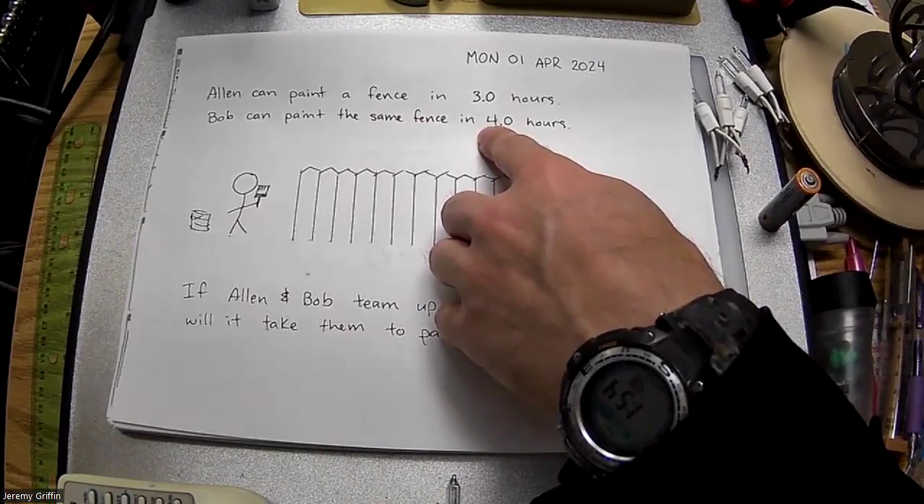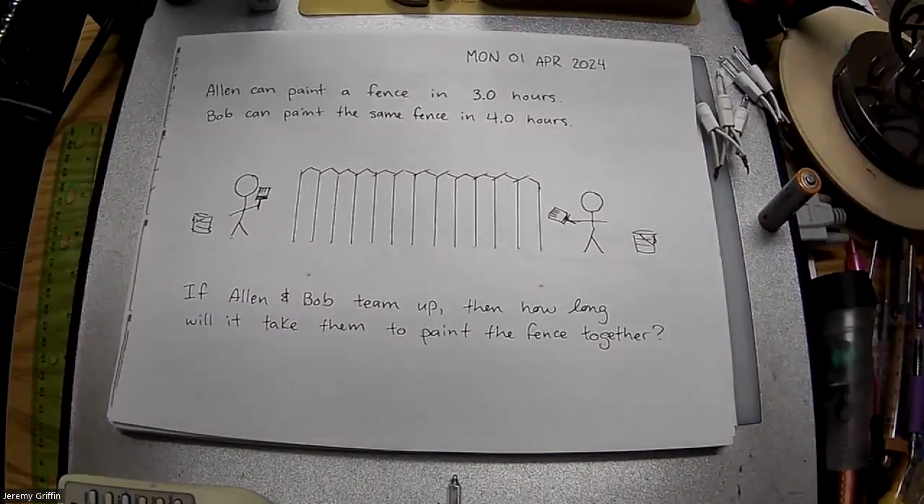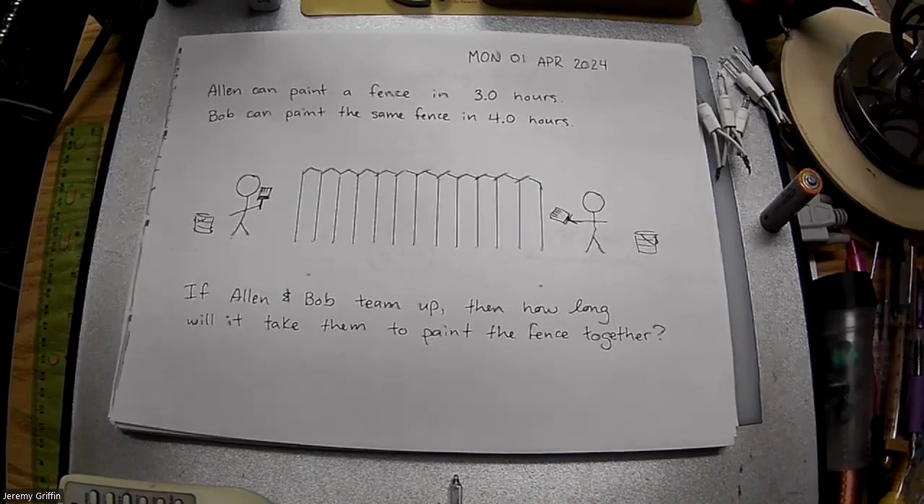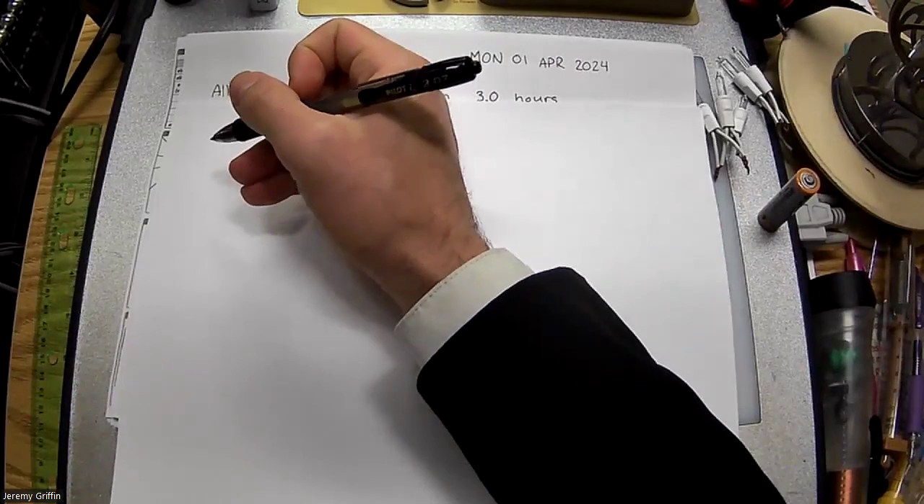Because half of 4 would be 2, right? Okay, so if it's Alan and Bob, it's got to be somewhere between those two, right? An hour and a half, 2 hours, right? And it has to do with the rate at which they can work, and they're working in conjunction with each other. I'm going to skip straight to the math solution. It goes like this. Well, this is one way to do it.